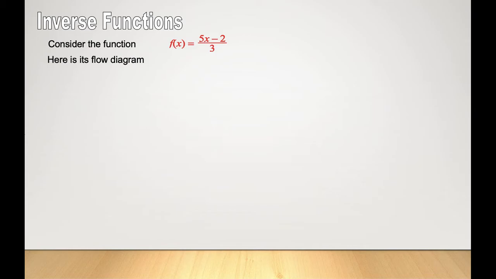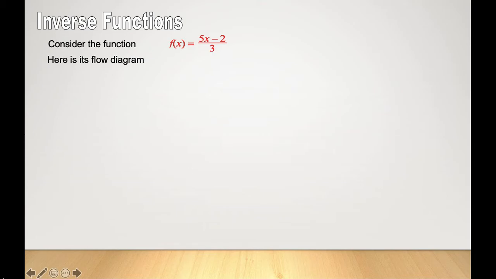Here I have given a function f of x is equal to 5x minus 2 the whole divided by 3. Now I am going to illustrate this function by a flow diagram for function f. After that, to get the inverse, we will draw a new flow diagram with each operation replaced by its inverse.